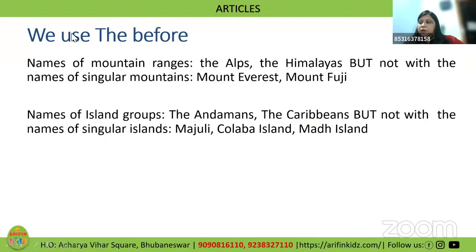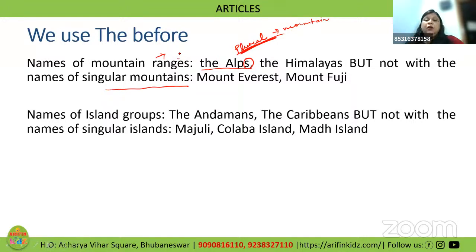Where do we use the? So we use the before the names of mountain ranges. Okay, the Alps. How would you know which is a mountain range and which one is singular mountains? You will always find S, meaning a plural expression there. Wherever you find a plural expression, that shows we are talking of a mountain range. Range means a group of mountains.